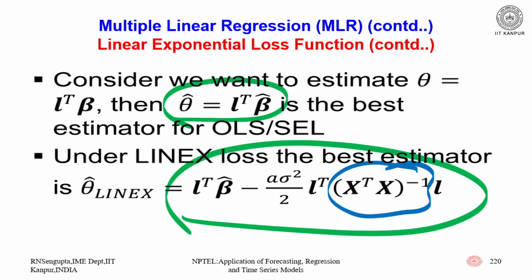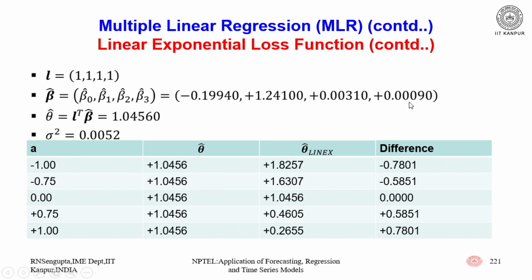So, based on whether A is positive or A is negative, your theta LINEX can be overestimated or underestimated. Based on that, you can compare this theta LINEX. Theta LINEX means theta hat found using the LINEX loss function, and you can compare that with theta found from the squared error loss function. Now, the question is how it would make sense practically, and I will come to that within a few minutes. Before I discuss, I will just state the idea in detail.